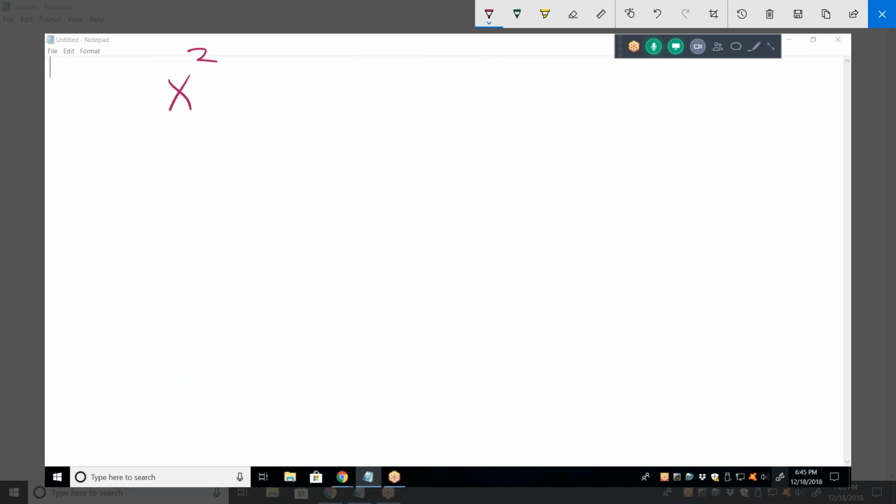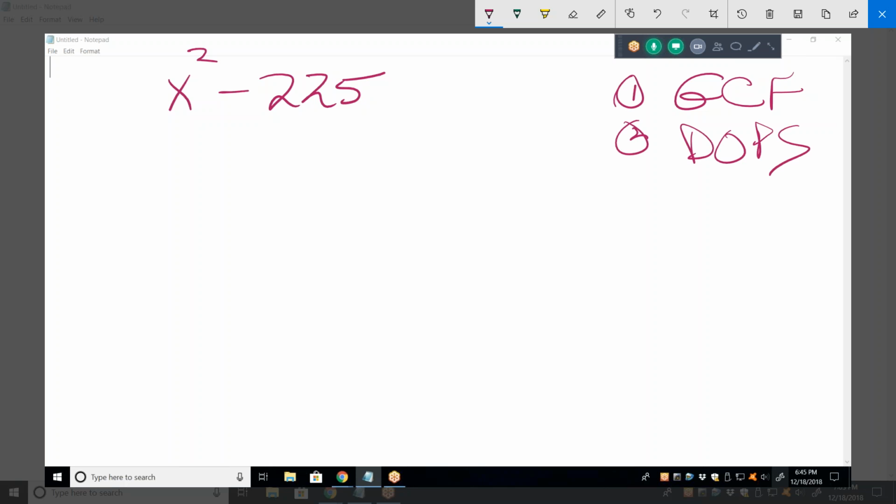I'm sorry, x squared minus 225? Okay. Always start there. Can we do a greatest common factor? What's the next thing we look for when you're looking to factor something? It's exactly DOPS. Difference of perfect squares. DOPS. Okay? Is this the difference of perfect squares?